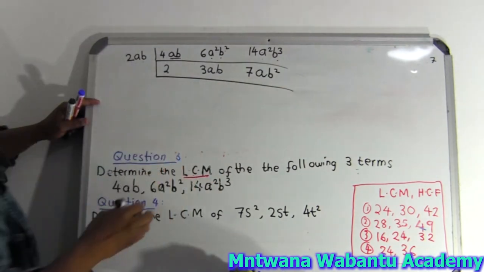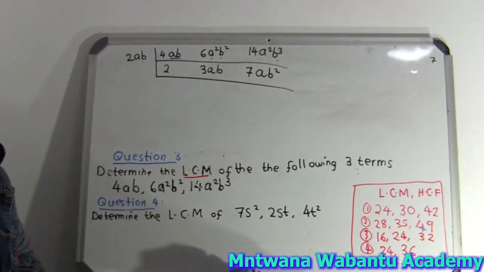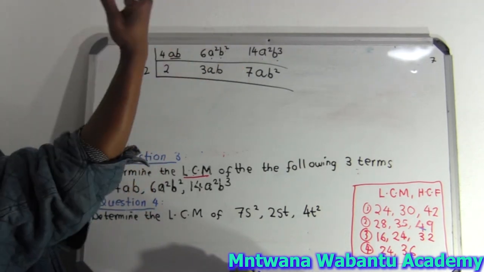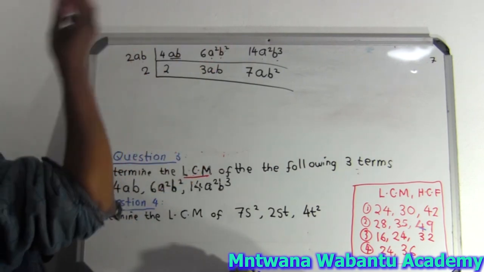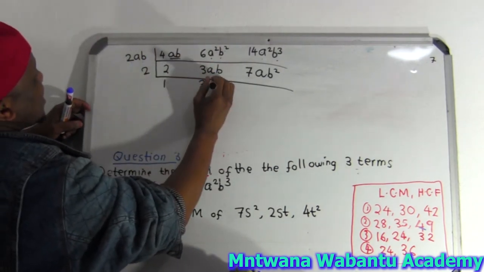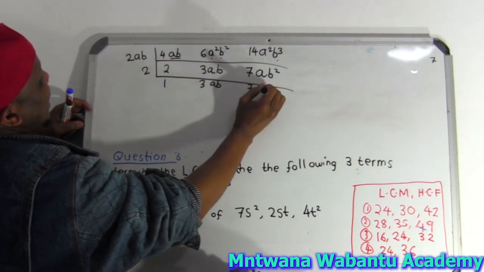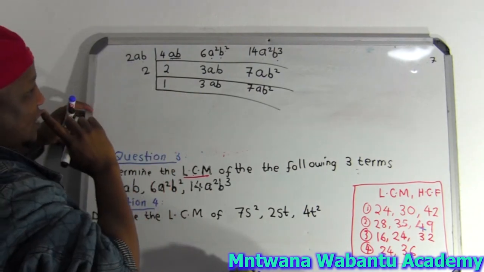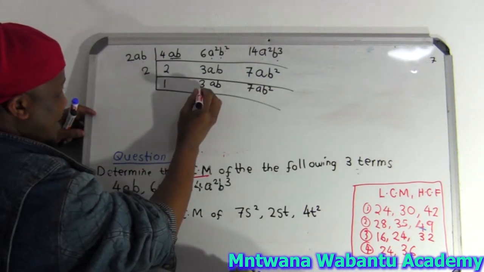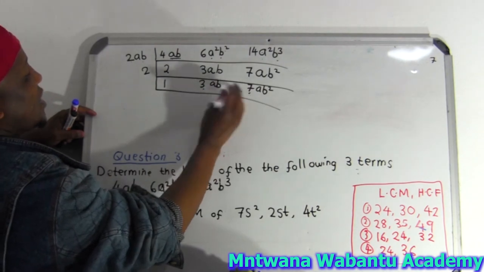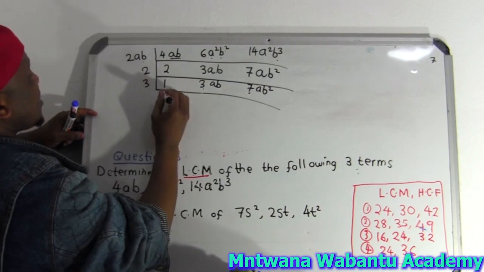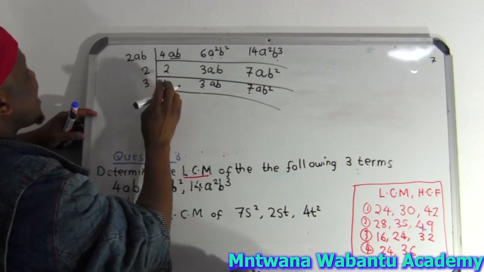Now, we still have to stick to 2 because 2 can still divide one number, as long as there's a number that it can divide. So let's go for 2. So this is going to give us 1, and this is going to be 3ab, and this 7ab squared. Okay, so now let's go for 3ab, because you cannot take 3 for all since there's no 3 here. So we can take just a normal number 3 alone. So let's take 3 alone.